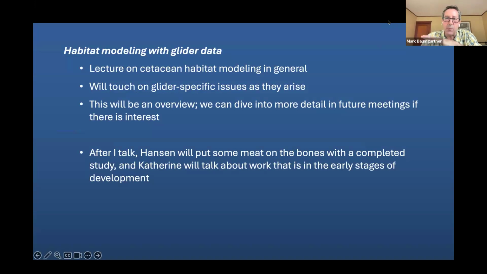I should introduce myself. My name is Mark Baumgartner. I'm a senior scientist at the Woods Hole Oceanographic Institution, and I'll say a little bit more about why, what my experience in this realm is.